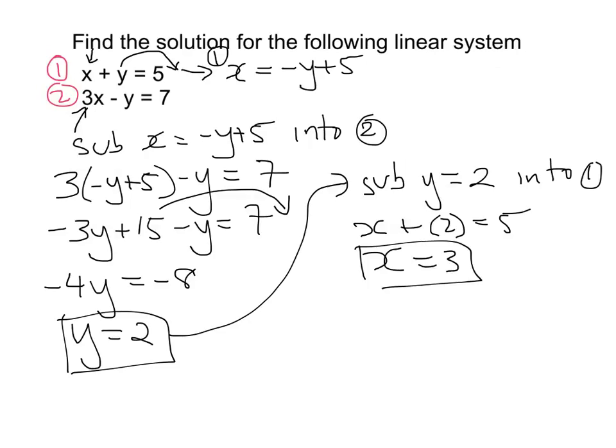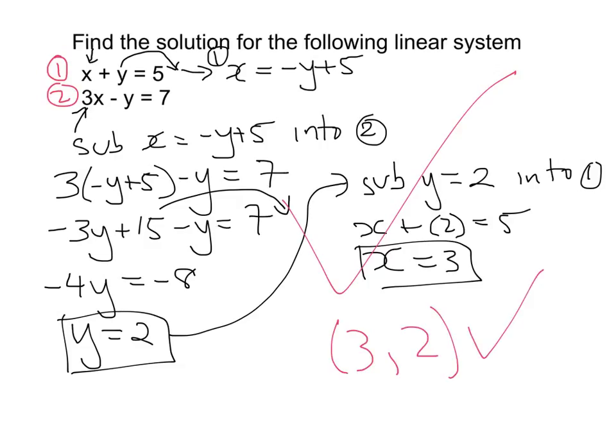And let's check and make sure that we're correct. 3 plus 2 is equal to 5. Good, that one works. 3 times 3 is 9, minus 2 is equal to 7. The left side equals the right side, and we are correct. And don't forget to write it as a coordinate. Well done.